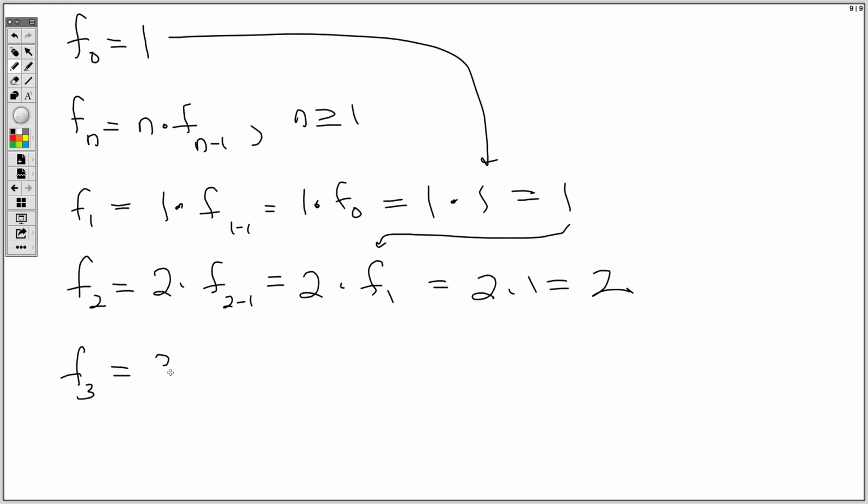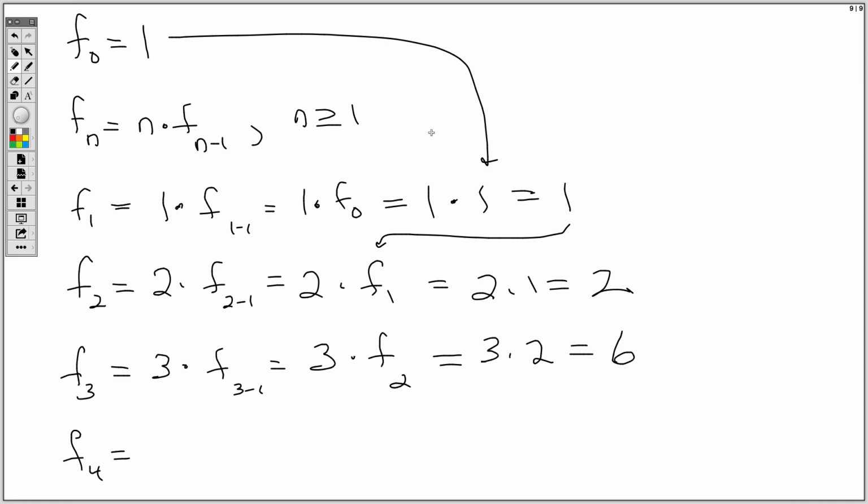F sub 3 would be 3 times f sub 3 minus 1, which would be 3 times f sub 2. And what's f sub 2? It's 2, so 3 times 2 is 6. F sub 4. And at this point we would be done, but I want to keep going because I want to show you what's actually happening here. F sub 4 is 4 times f sub 4 minus 1, which is 4 times f sub 3. And I know f sub 3 is 6, so it's 4 times 6, which is 24.